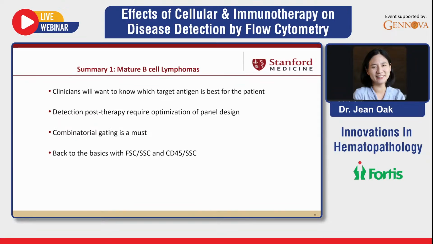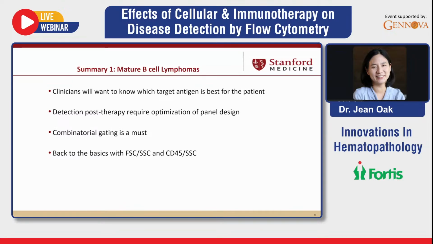Detection post-therapy requires optimization of the panel design. So if you are in the market to upgrade your panels, you really should be thinking about increasing the sensitivity of these pan B cell antigens. As I mentioned before, with all the losses that are happening, a combinatorial gate is a must. We always do. For instance, we always do a 19, 20, and 22 all B gate for all of our cases.